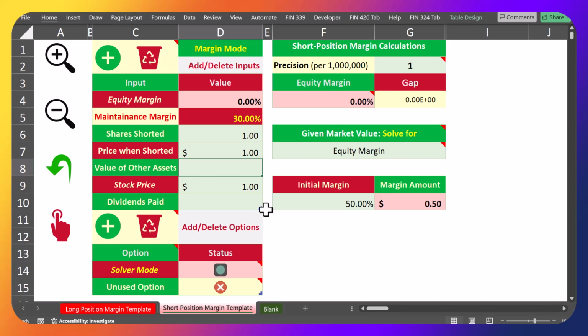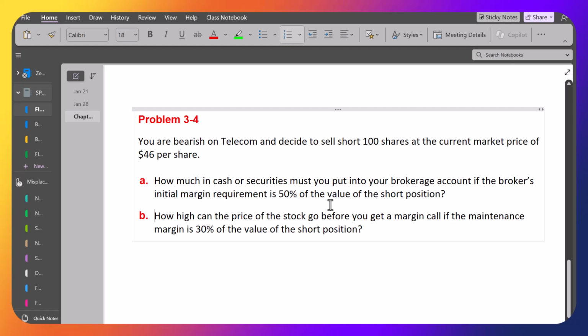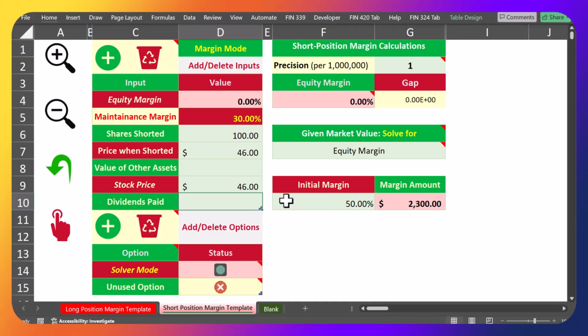Well, let's go. Okay, shares short at 1,000. It's $46. We'll come to that. Current price 46. No dividend information. Let's get it correct. All right, we could calculate the initial margin amount two ways.